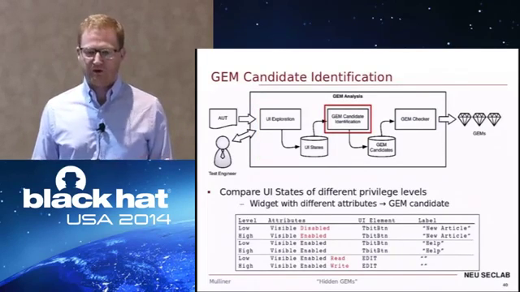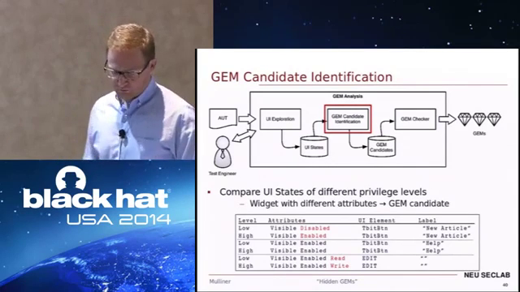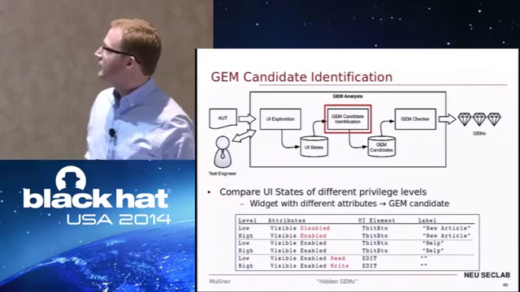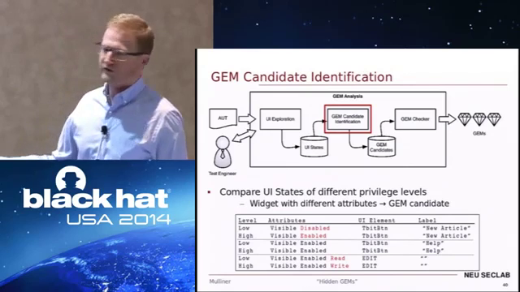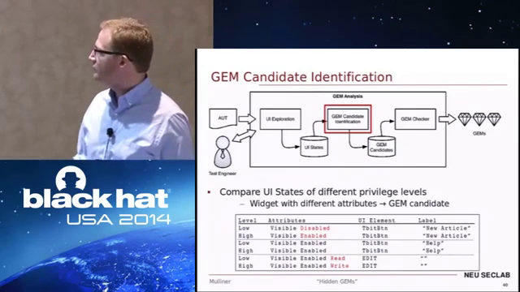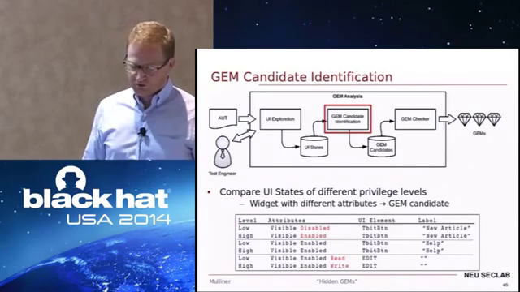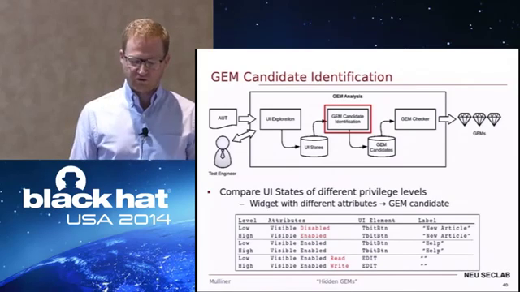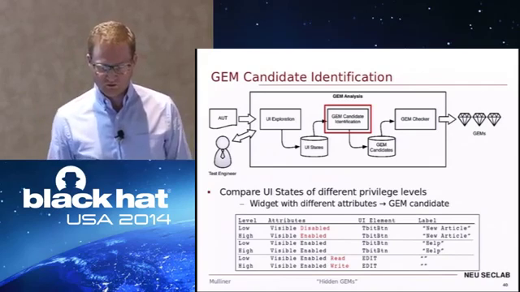Basically, you compare two states, and I have 3 example widgets. The first one is a button, so the element type is button. This is the example from the very first slide: the new article button. The low privileged user sees the button, it's visible, but the button is disabled. For the high privileged user, the button is enabled.